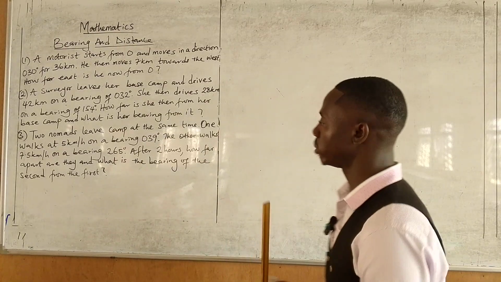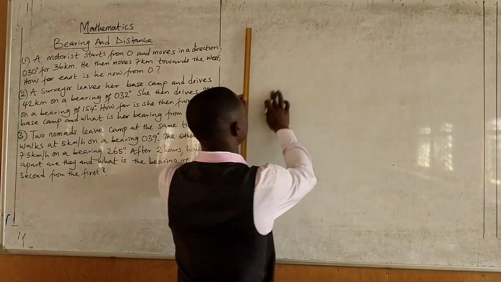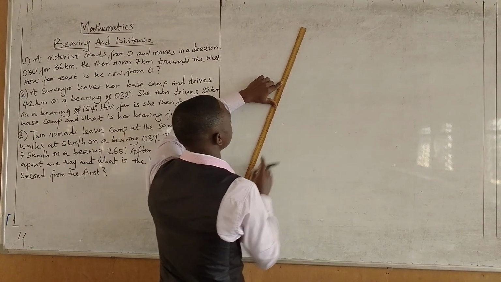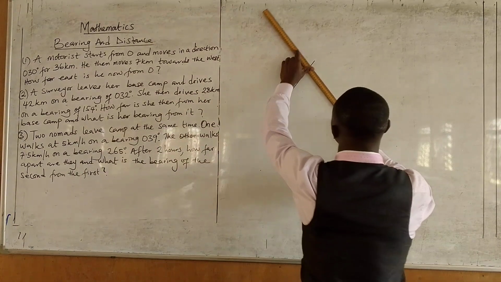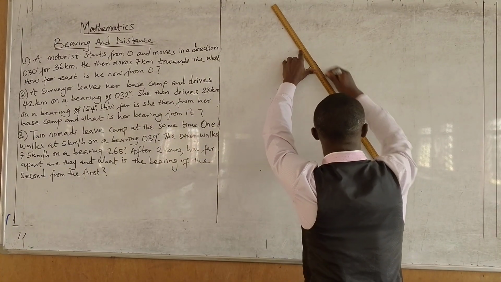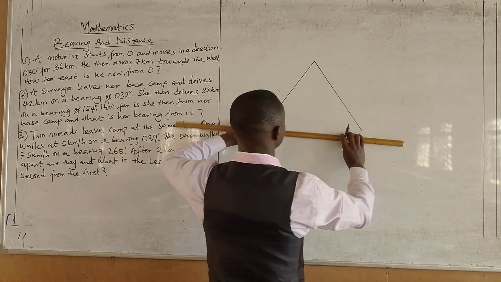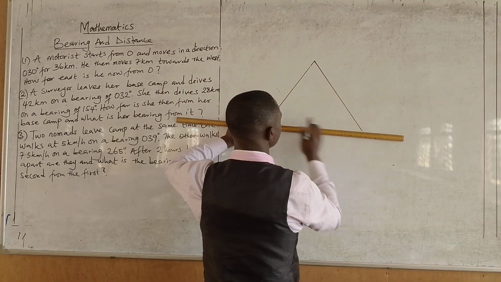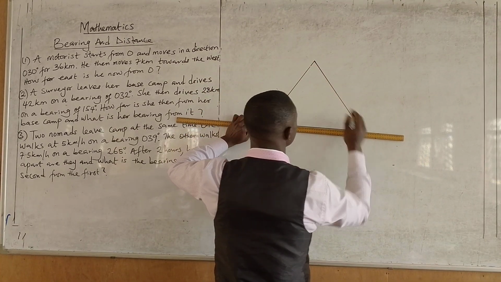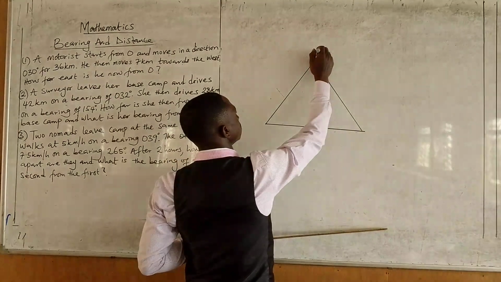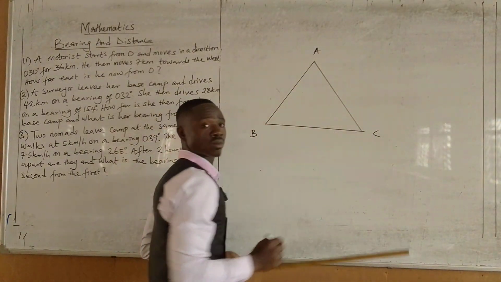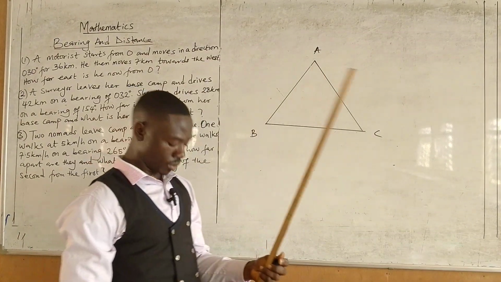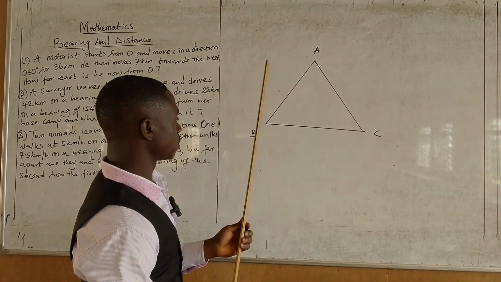When you are given a diagram, you have a triangle. This is a triangle. Let me call it triangle A, B, and C. Triangle A, B, and C.